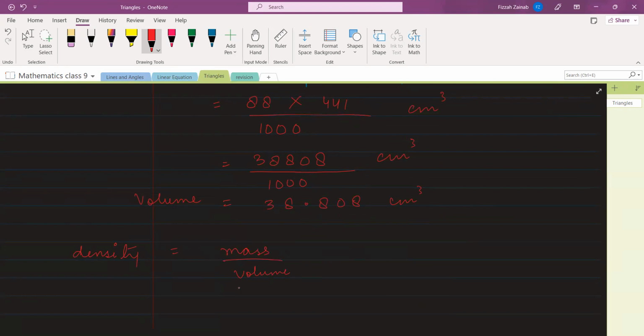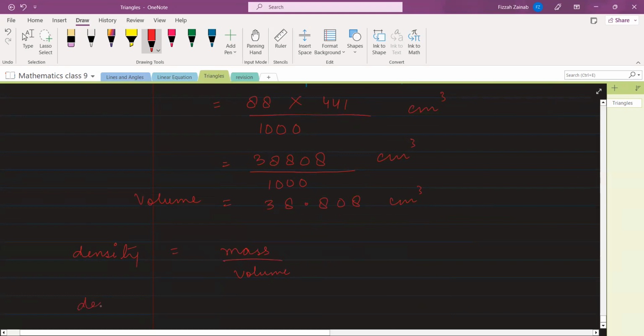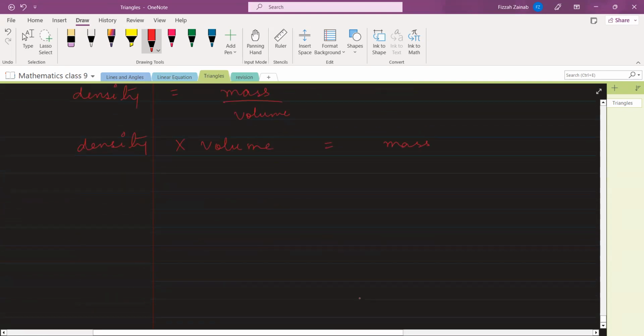So you want to find mass, so you cross multiply. That means density multiplied by volume will give you mass. Is that clear? Okay. Yes, ma'am. So I'm just writing mass on the left hand side. There's no issue. And density into volume this side.